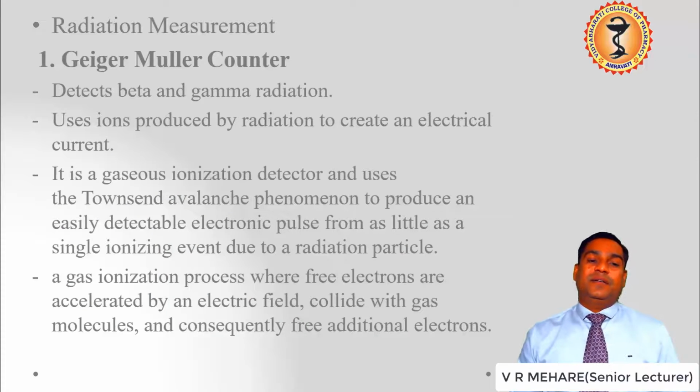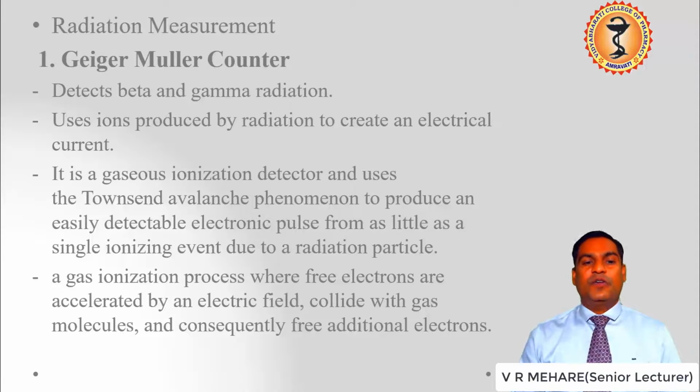Radiation measurement. There are different devices which are used for the measurement of radiation. For any radioactive substance, what type of radiation and up to what extent that radiation is emitted, various tools or equipments are used for the measurement. So the first equipment used for the measurement of radiation is the GM counter, that is Geiger-Muller counter. It detects beta and gamma radiation, that is, the extent of beta particles and gamma radiation emitted by the radioactive substance.